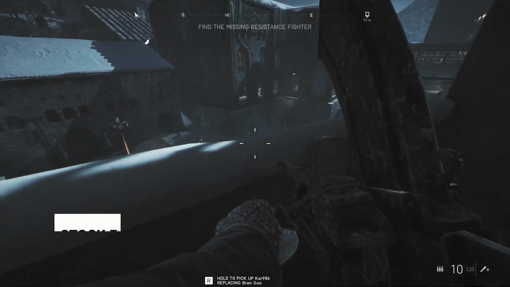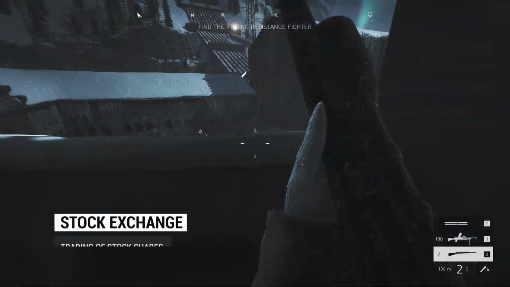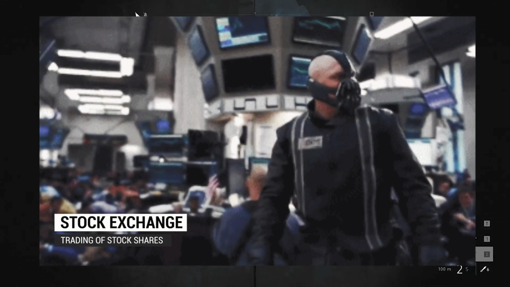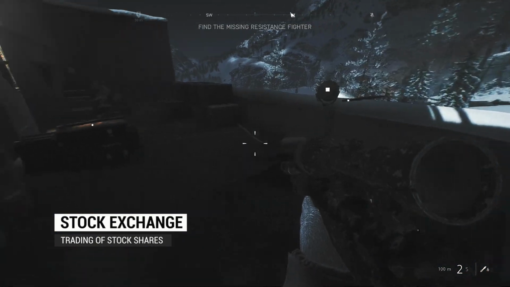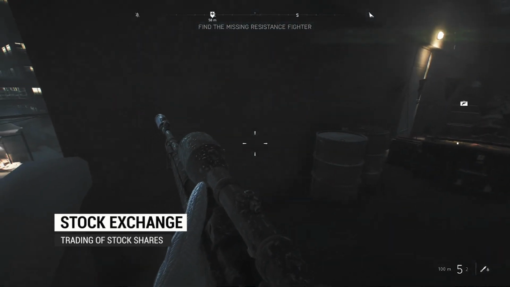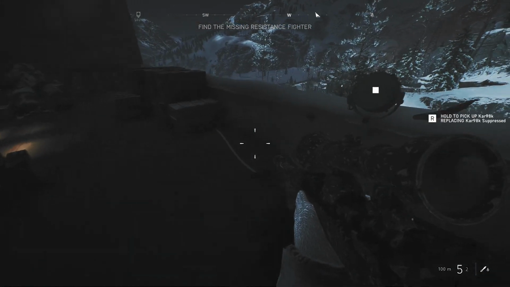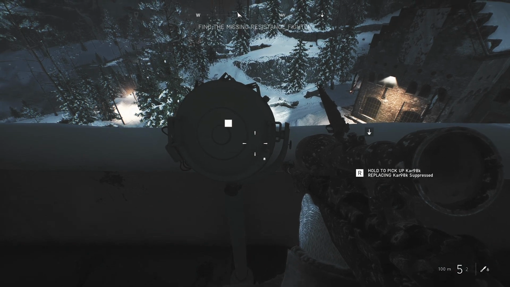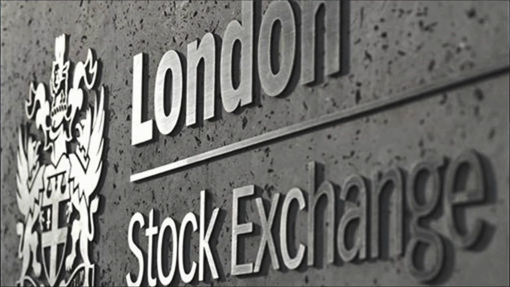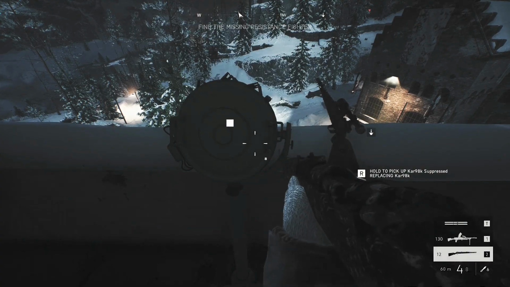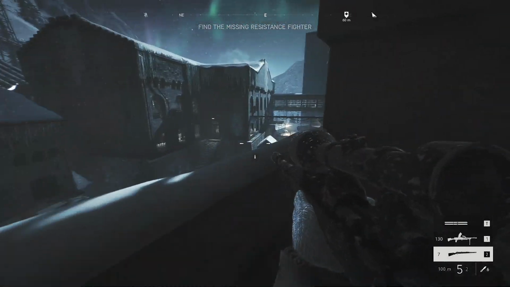Stock exchange. A stock exchange is an institutional marketplace for trading the shares of public limited companies. It provides a platform for individuals, organizations, and governments to buy and sell shares. Examples of stock exchanges are the New York Stock Exchange, London Stock Exchange, and Shanghai Stock Exchange, etc.